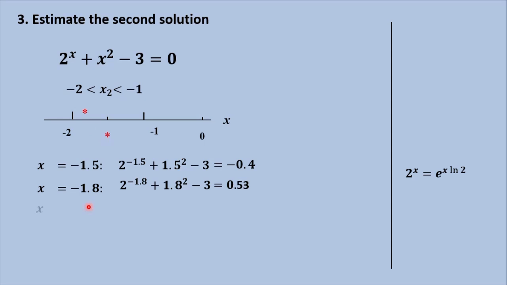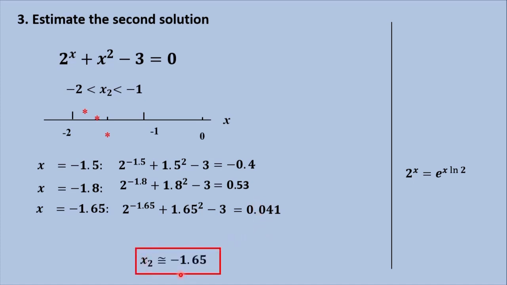We select negative 1.65. Again, calculate the left hand side. It is this value, very small, close to 0. Actually, we can consider this process further, and we can find the root with any desirable precision. But we will stop at this point. And we have second root approximately equal negative 1.65. And finally, we have two roots for equation which we are considering.